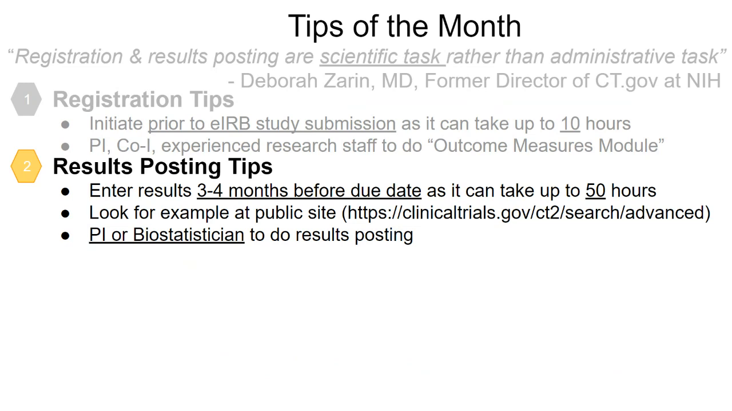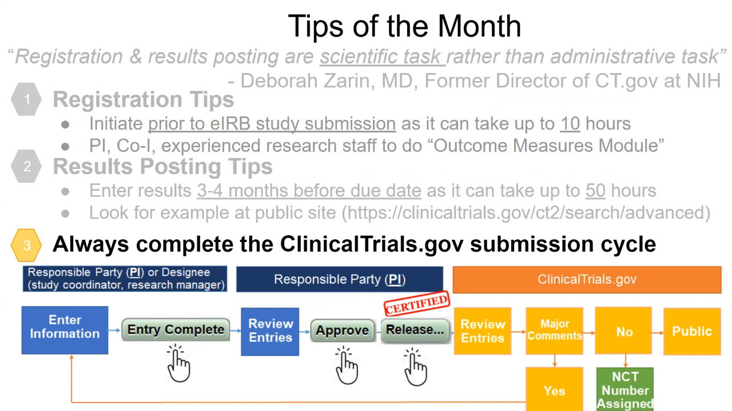Also, please remember that CT.gov records are linked to publication via NCT number. Therefore, it is critical that the CT.gov record is up to date and lists accurate data so the publication and CT.gov record agree. And lastly, please always complete the CT.gov submission cycle.